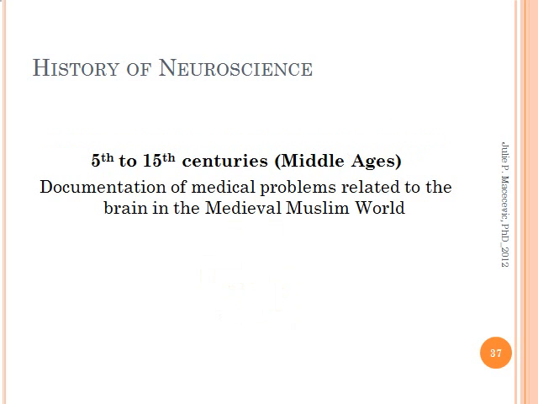I found little information in the 1st through 4th centuries, except that in the 4th century there was a growing knowledge that damage to different parts of the brain affected different functions. Fast forward to the Middle Ages, there's documentation that much was being done in the medieval Muslim world to contribute to neuroscience.